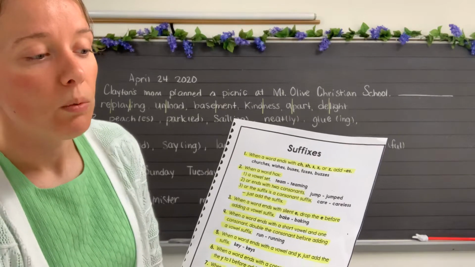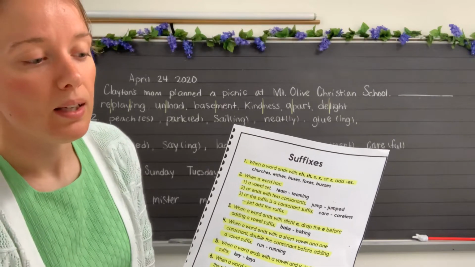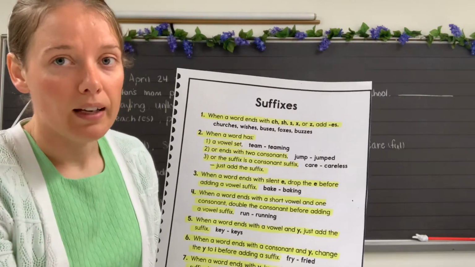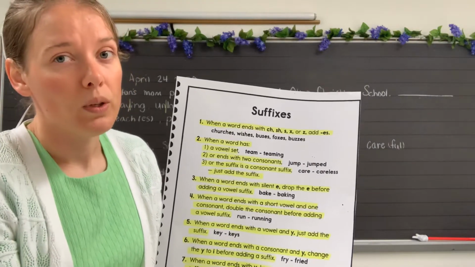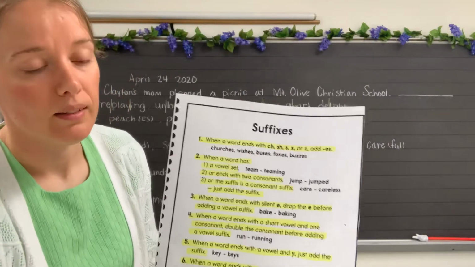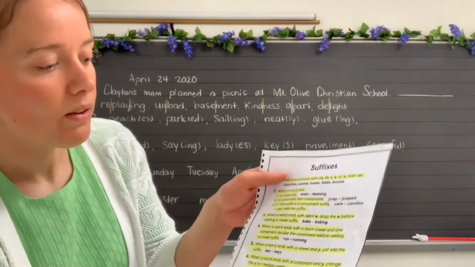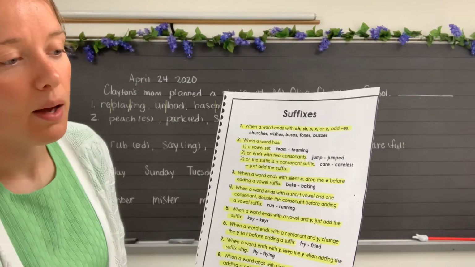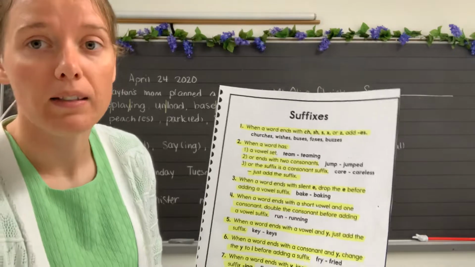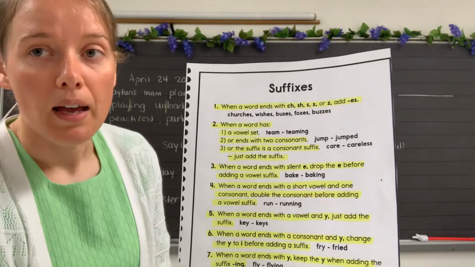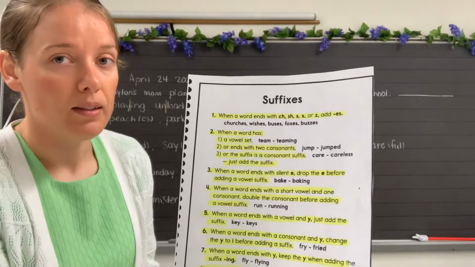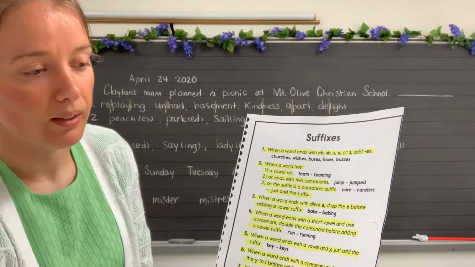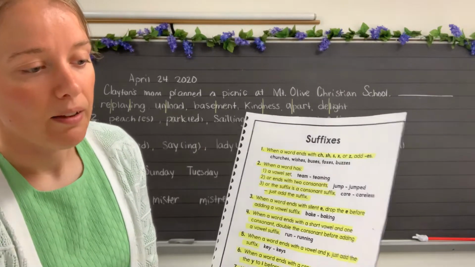Okay, number three, when a word ends with silent E, drop the E before adding a vowel suffix. So we have the word bake, and we are adding a vowel suffix, ing, so we will drop the E before we add the suffix to the end. Okay, number four, when a word ends with a short vowel and one consonant, double the consonant before adding a vowel suffix. So we have the word run, and we will need to double that consonant before we add the suffix because it is a short vowel and one consonant, and we are adding a vowel suffix.